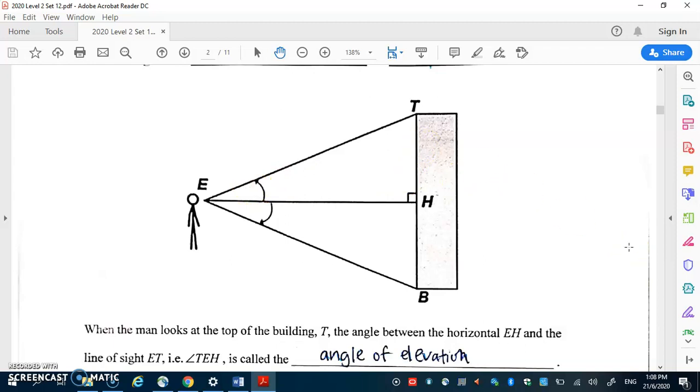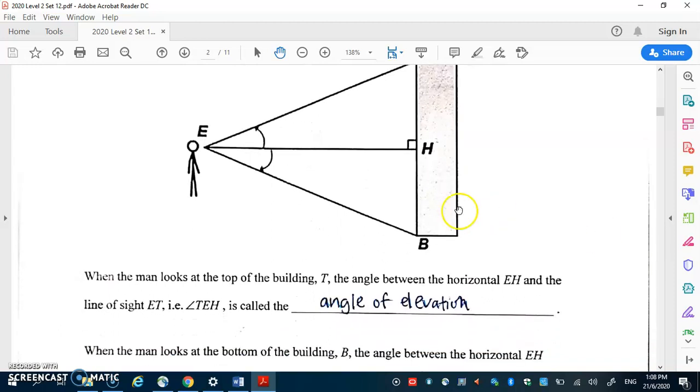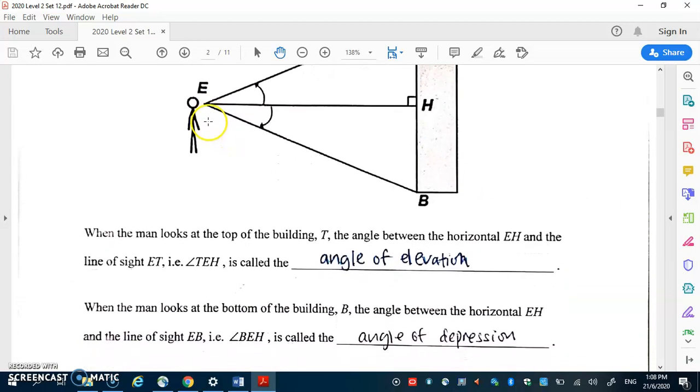Okay, what about angle of depression? Let's say you are looking now at the bottom of the building. Okay, so this is where you're standing, same thing, but now you're looking at the bottom of the building B. Okay, once again, the angle between the horizontal EH and the line of sight EB. Okay, this is the line of sight now. The angle between the horizontal and the line of sight is known as the angle of depression.